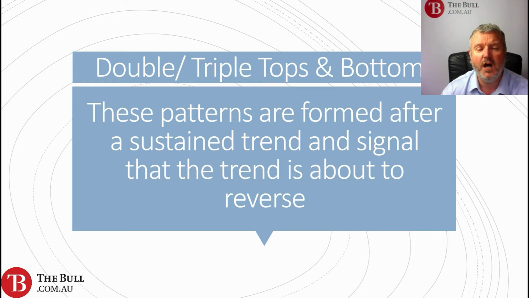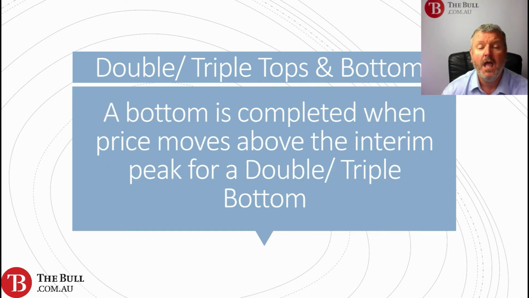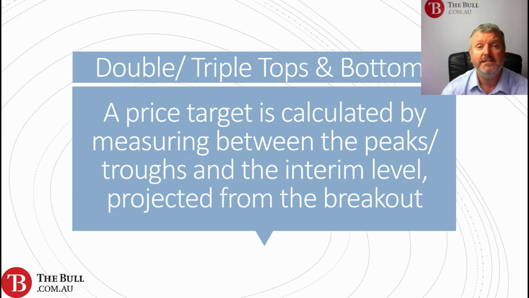These patterns are formed after a sustained trend and signal that the trend is about to reverse. These patterns are created when price tests resistance or support levels two or maybe three times, but cannot break through either the support or the resistance. A bottom is completed when price moves above the interim peak for a double or triple bottom. A top is completed when price moves below the interim low for a double or triple top. We will take a look at those shortly when we come to a chart.